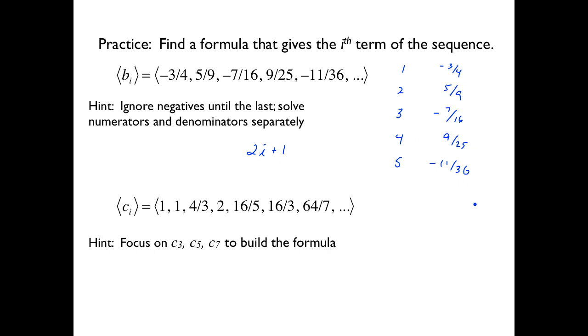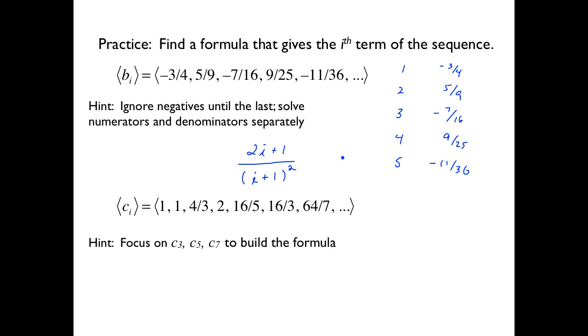Okay, denominator. So 1 gives 4, 2 gives 9, 3 gives 16, 4 gives 25, 5 gives 36. What are those numbers? They're perfect squares. Which perfect square is that? 2 squared, 3 squared, 4 squared, and so comparing, 5 squared is the fourth term, 6 squared is the fifth term. So it is? You add 1 to the term number, and then you square it.